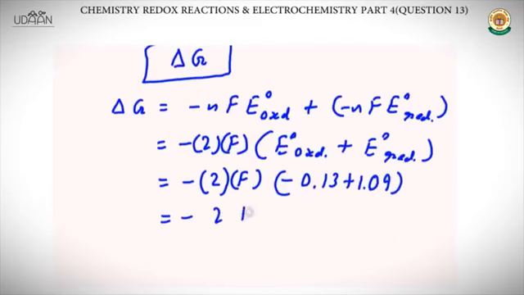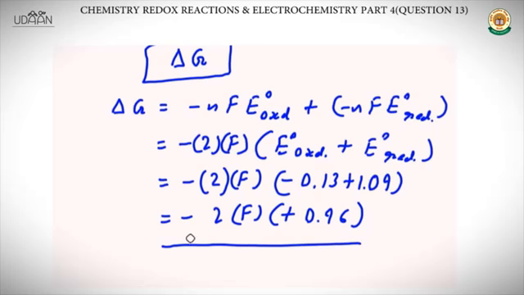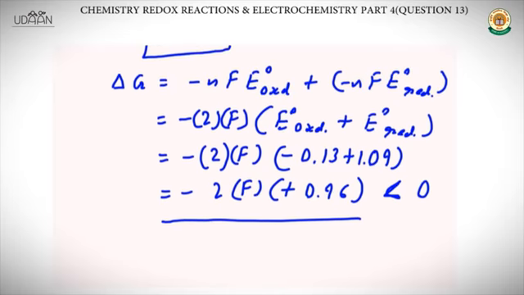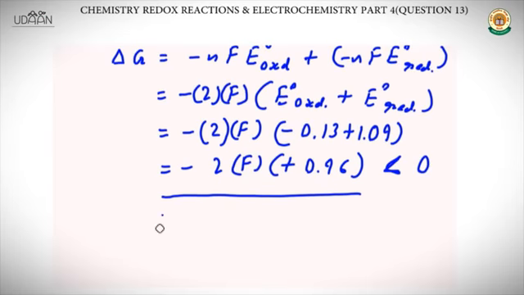Hence we can write it's minus 2F times plus 0.96. We don't need to calculate the magnitude of this. We just need the sign, and the sign comes out to be negative, since Faraday's constant is obviously positive. As the delta G value is negative, the reaction is spontaneous. That means the reaction is feasible.